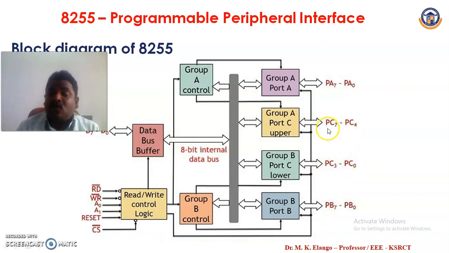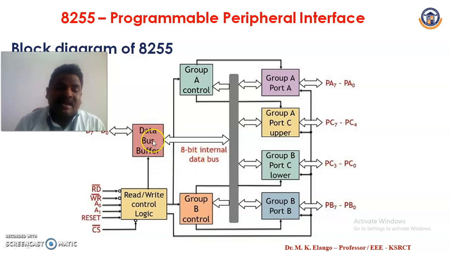Similarly, PC4 to PC7, the remaining 4 pins, that is upper port C, act as handshaking signals for port A. So port A and the upper port C act in a group called group A control, and port C lower and port B act as the group B control. So both groups are activated for the data transfer operations, right?